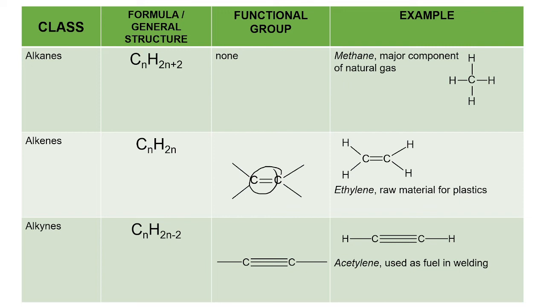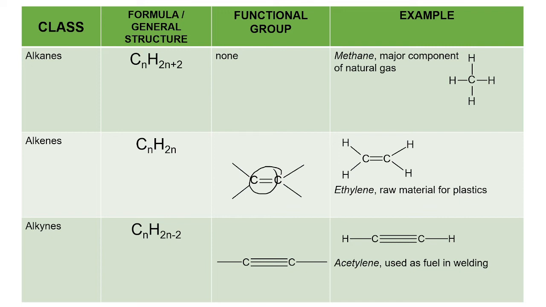Okay. So next, we have here the alkyne. It has a general formula of CnH2n minus 2, wherein for an alkyne, the functional group will be the triple bond. So we have here what we call the acetylene. This is used for fuel in welding. It can also be used for cutting different types of metal.